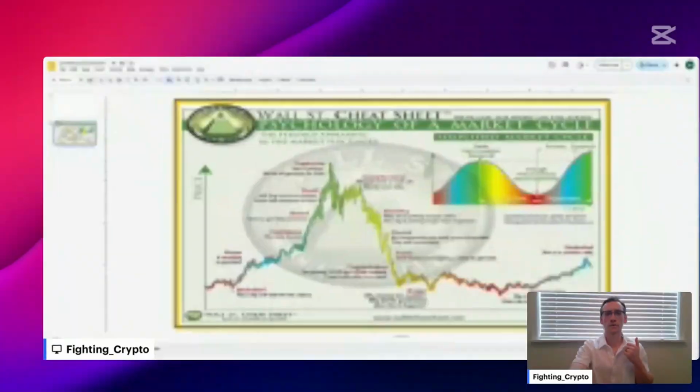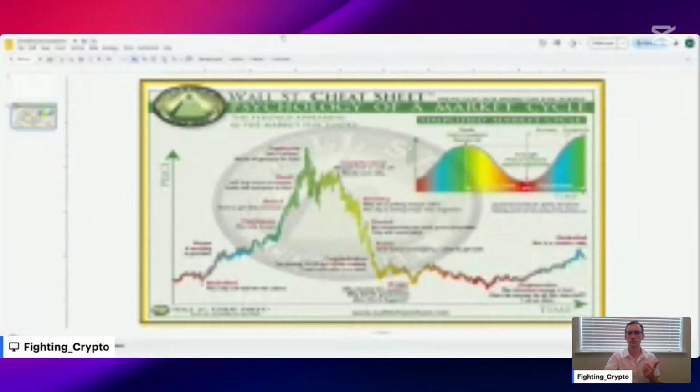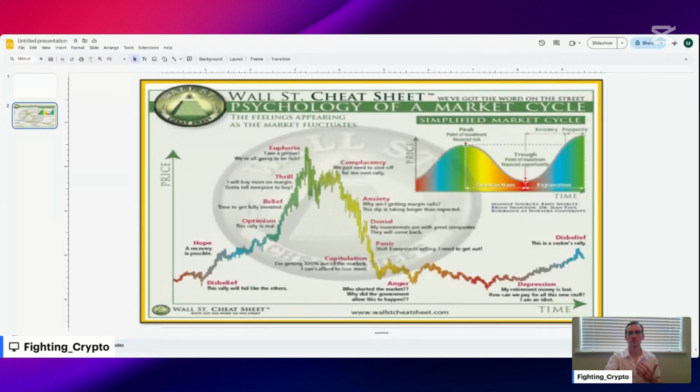So, more about this bull run, or really the entire cycle, let's pull up another chart. This one is relatively well known. If you've been researching crypto for a little while, you might have seen this. It's the Wall Street cheat sheet, psychology of a market cycle, and this could not be any more accurate. This is going to be the whole cycle. You can see bull run means things are going up, and it's still the bull run until we get down low to about here. And this is a bear market.